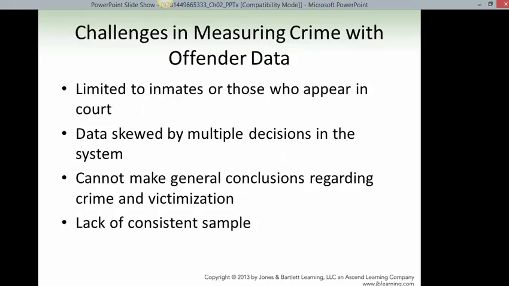Challenges in measuring crime with offender data. Limited to inmates or those who appear in court. Data skewed by multiple decisions in the system. Cannot make general conclusions regarding crime and victimization. Lack of consistent sample.